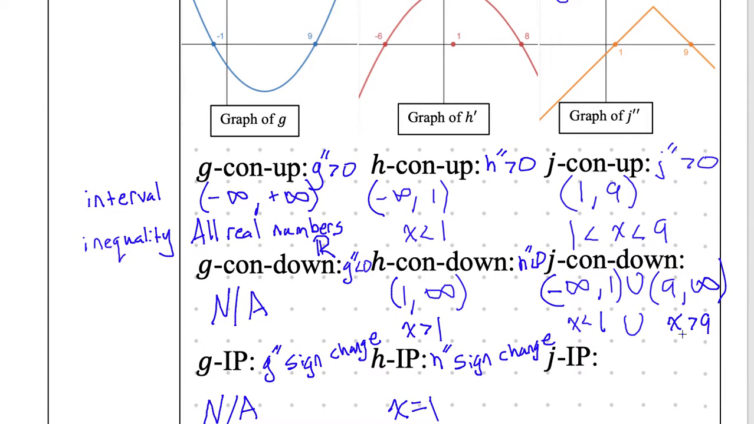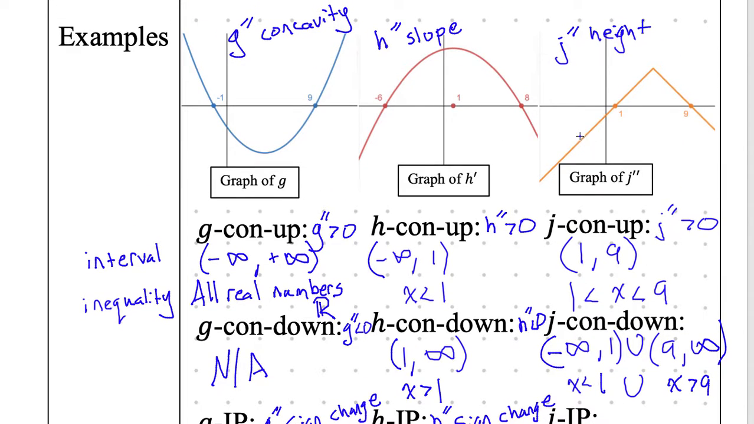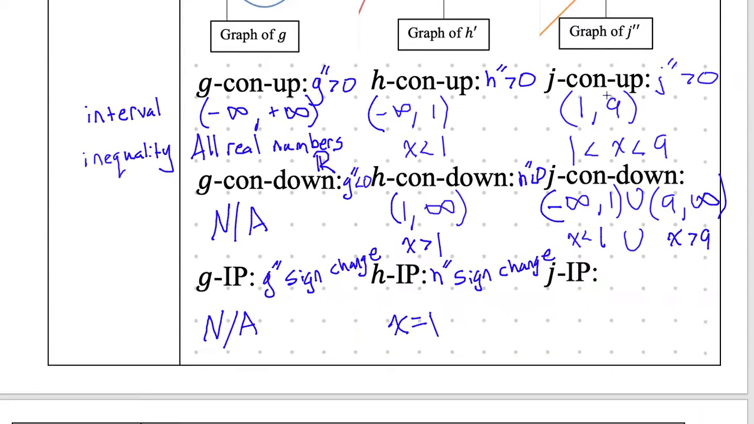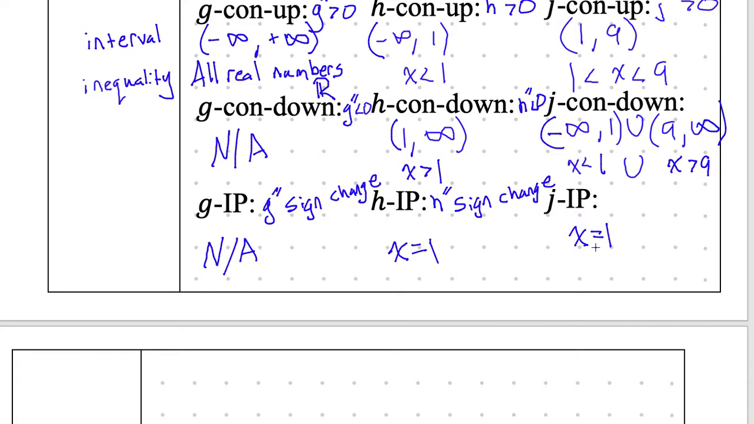And finally, where do we have an inflection point? Where do I cross through the x-axis? Where do I change signs in terms of the height? I had a negative height, then a positive height. Where did that happen? At 1 and 9. There it is. That's all I have for you guys.